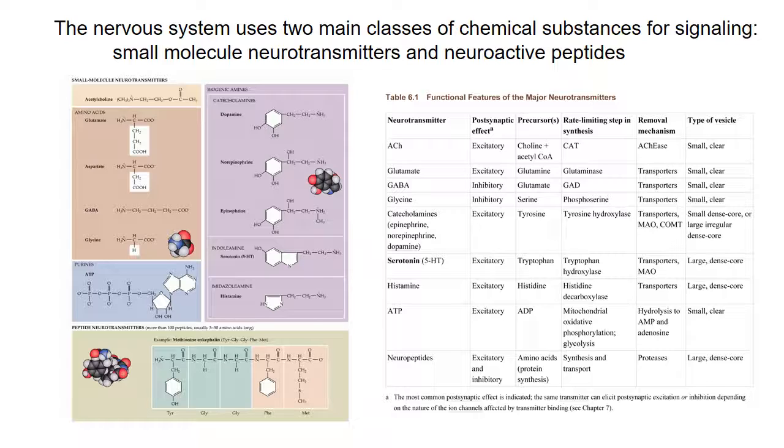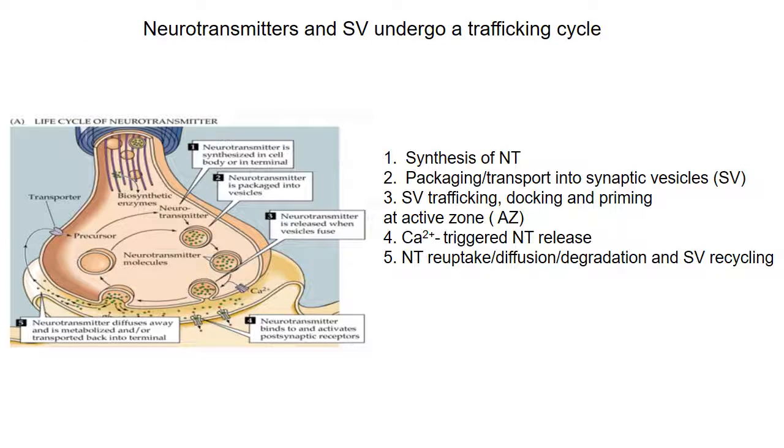In the table on the right, you have examples of different neurotransmitters and the different postsynaptic effects they have, with the cautionary note that these are the most common postsynaptic effects. Actually, the same neurotransmitter can elicit different responses, but this is the most common one present here. What is also interesting in this table, you have information about the precursor and the rate-limiting step in the synthesis, and also removal and what kind of vesicle they are going to be packed in. We are going to discuss this in a little more detail very soon.